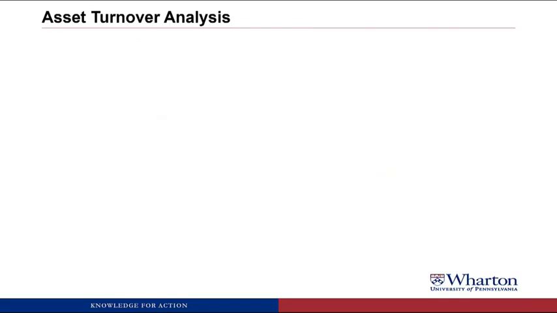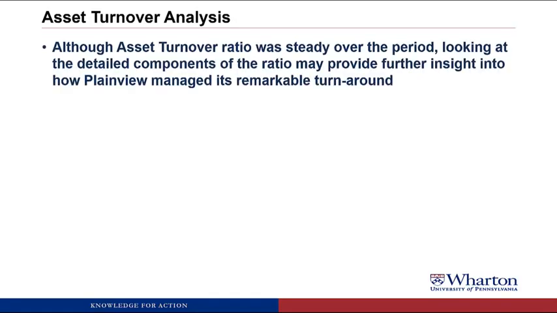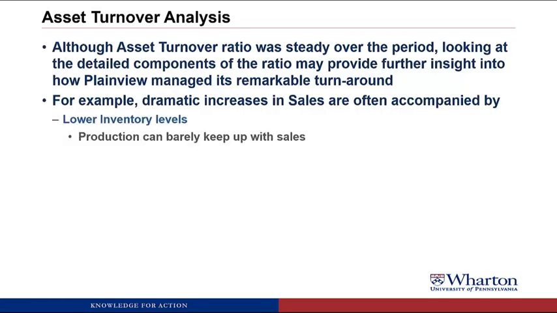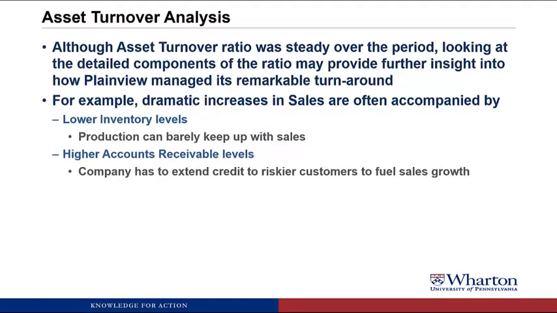One place to look for further information on how Plainview is doing is to do a detailed asset turnover analysis. Although Plainview's asset turnover ratio was steady over the period, looking at the detailed components of the ratio may give us more insight into what happened with Plainview's turnaround. For example, when there's dramatic increases in sales like Plainview had, you often see lower inventory levels, so production can barely keep up with sales, and higher accounts receivable levels because the company has to extend credit to riskier customers to fuel its sales growth.